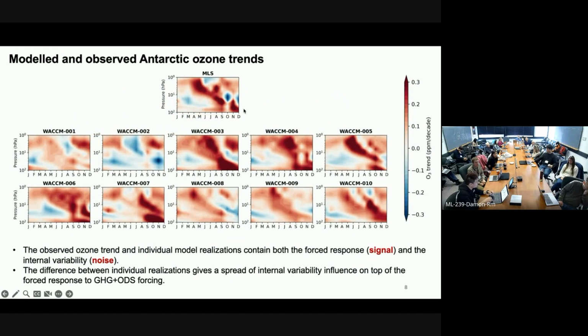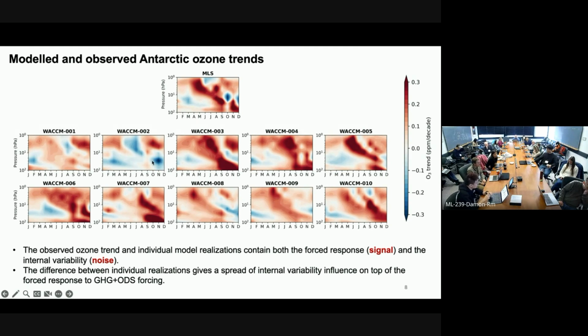Here I'm showing the MLS observed ozone trend on top and each individual realization from WACCM in the middle. We see that some of the realizations show very remarkable similarity compared with MLS. For example, this ensemble number 3 here. But in some realizations, we can also see some large decreases in certain seasons.